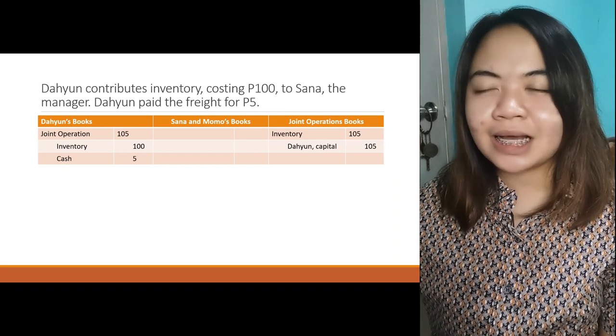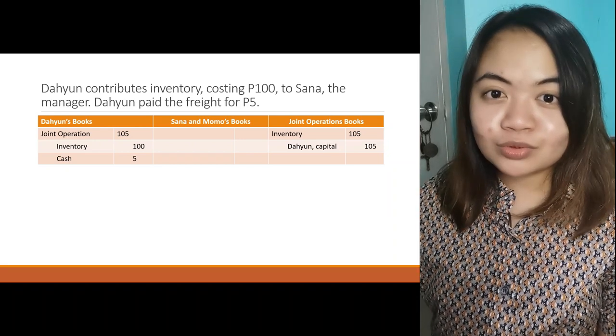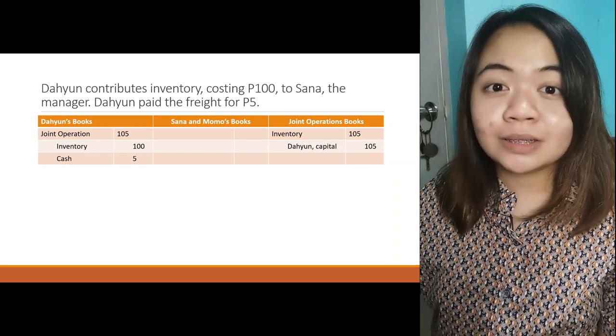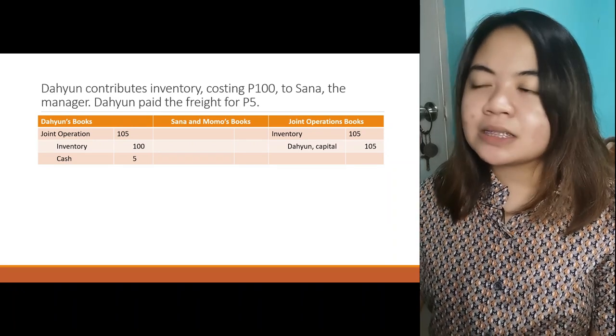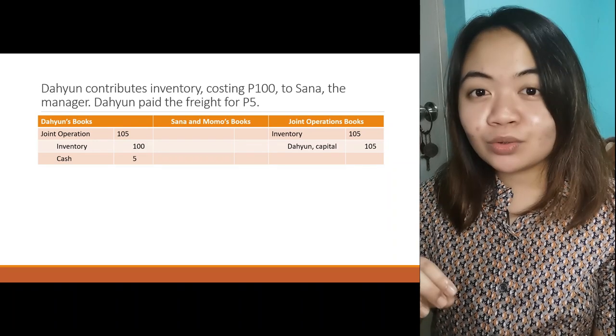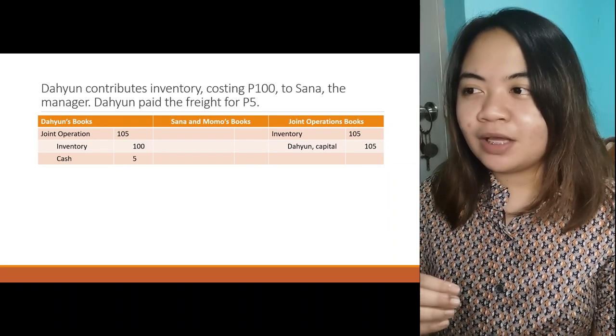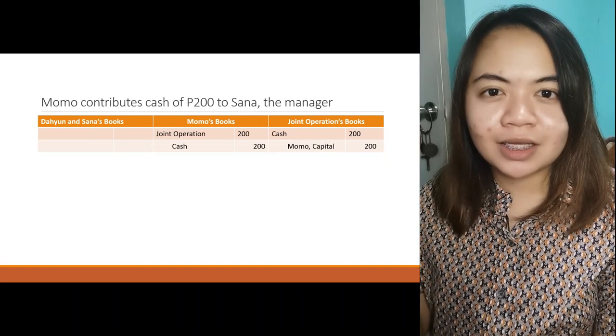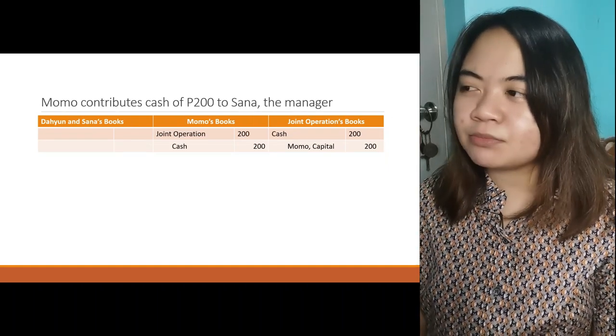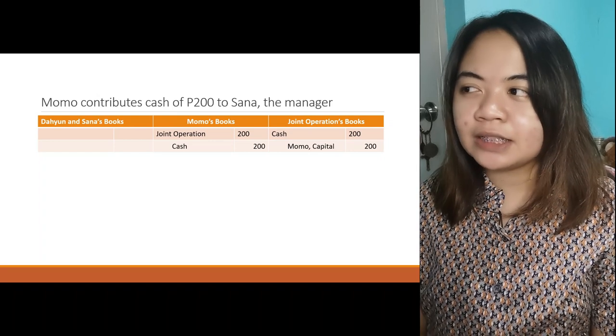So, when you have separate books, pwede ang gamitin mo is A Capital, B Capital. Okay? So, mas madali siyang i-maintain. Okay? Kasi nakatanggap si joint operation ng inventory, debit ka. Okay, 105. Sino nagbigay? Credit ka kay Dayon. Parang investment niya. Okay? Next, Momo contributes cash of 200 to Sana, the manager.